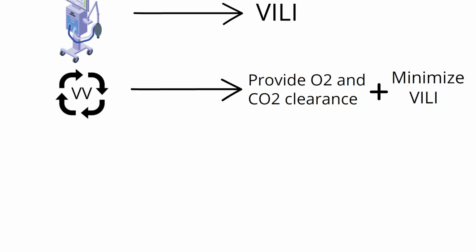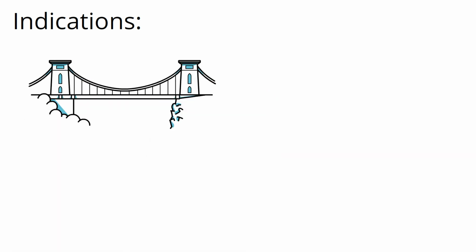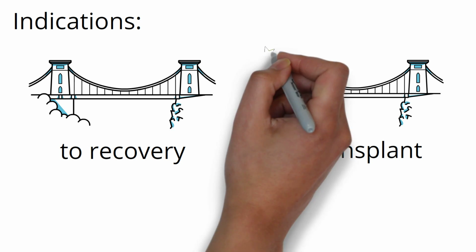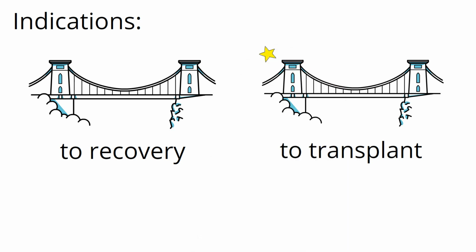The decision to put someone on VV ECMO is complex and should be made with a multidisciplinary team. There are two main indications for VV ECMO: the bridge to recovery or the bridge to lung transplant. The bridge to lung transplant means that we are using ECMO to support a patient and maintain other end organ function while they are awaiting a lung transplant. These patients have advanced lung disease that cannot be fixed, and we are using ECMO to allow them to stay fit and healthy enough for transplant.